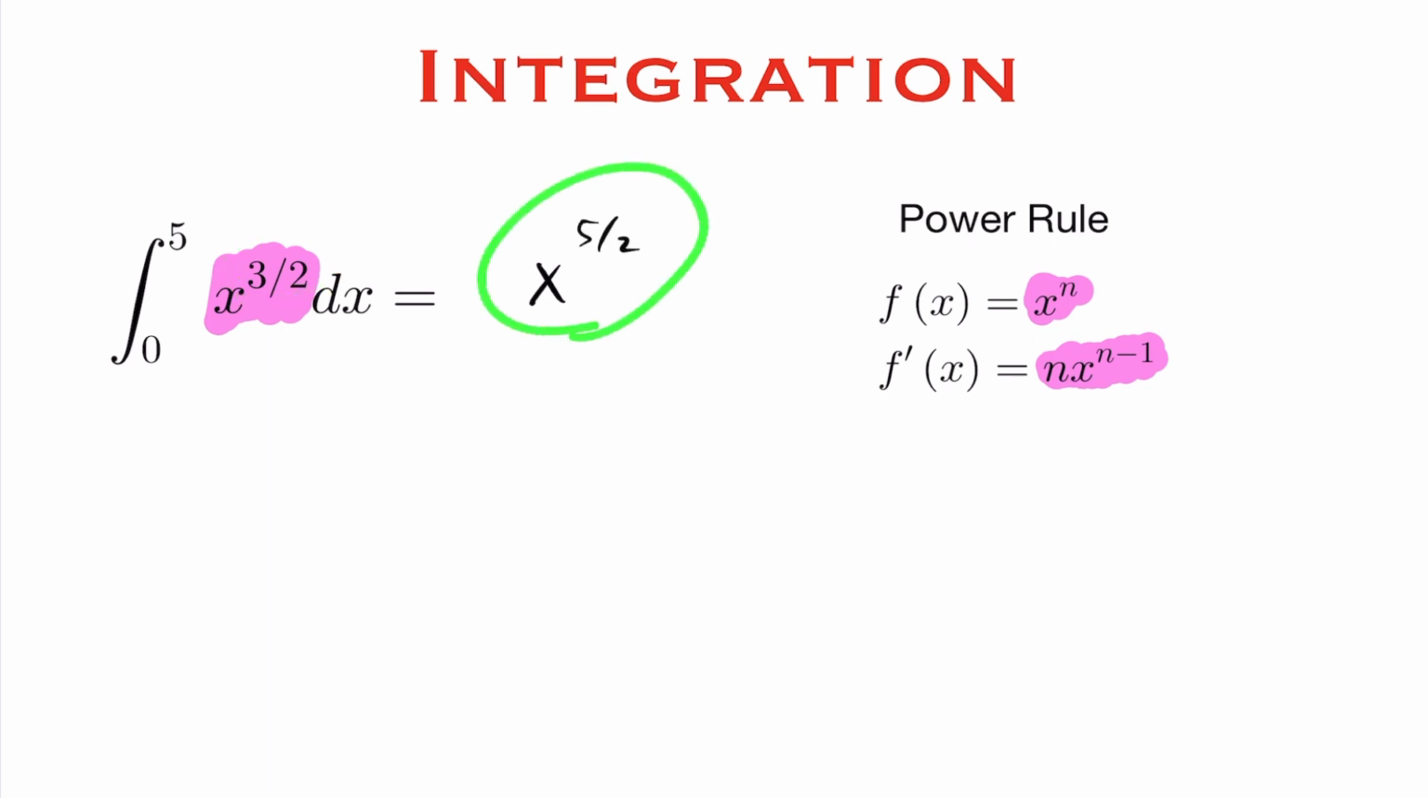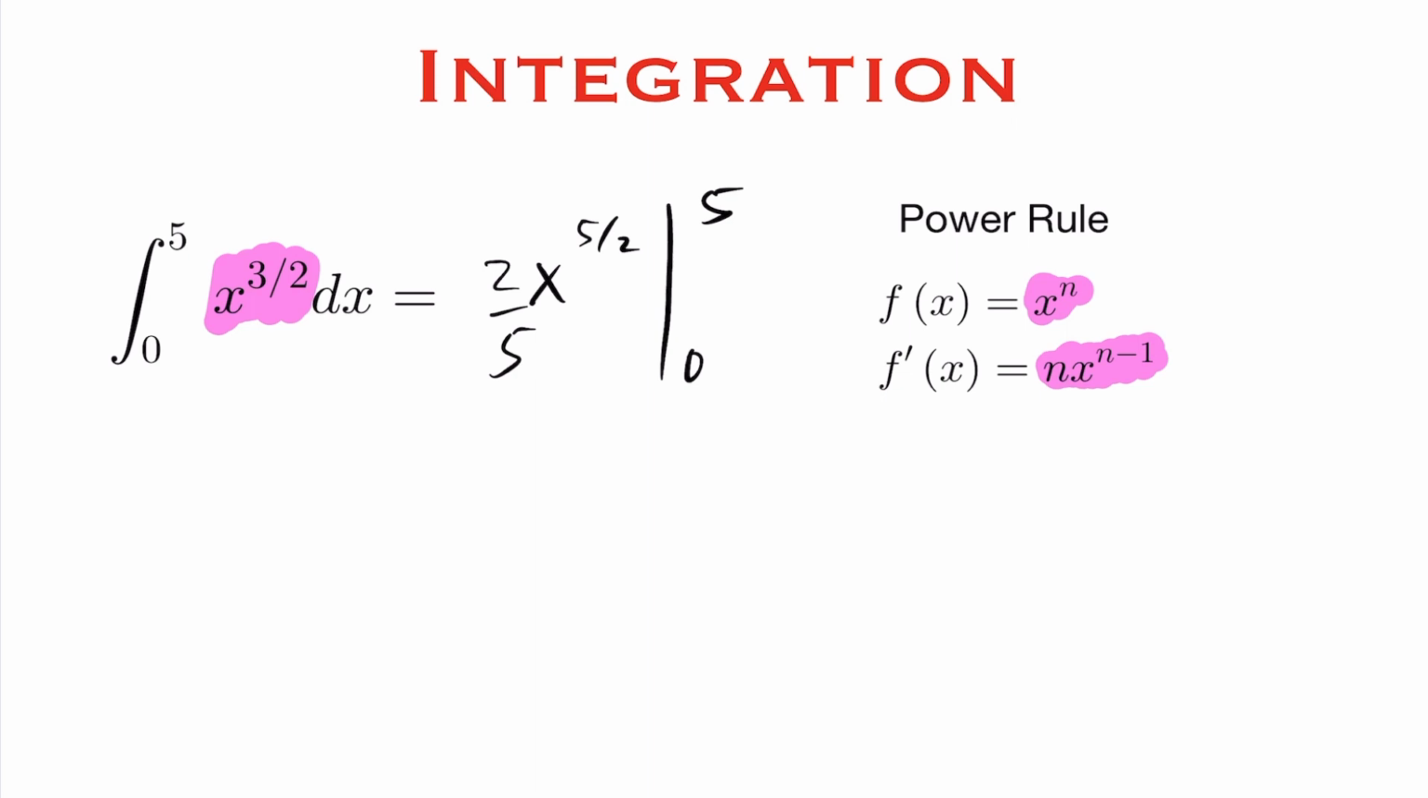But when I go to take my derivative here, we drop down that 5 halves and subtract 1. We get the 3 halves that we want, but I don't want this 5 halves here. So I have to add in a 2/5 into this expression. And now we have the integral of x to the power of 3 halves. And then we're going to evaluate that from 0 to 5.